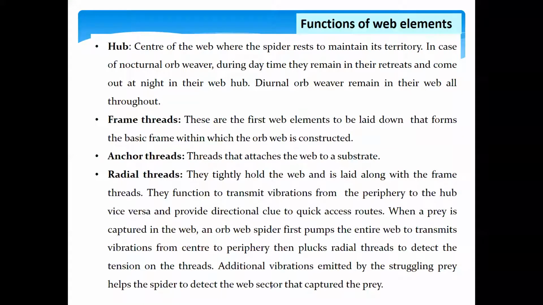Can you show the next slide, please? Yes. So there are different functions of the web elements that we have shown in the previous diagram. Number one, let us see what a hub is. The hub is considered the center of the web where the spider will rest and maintain its territory.